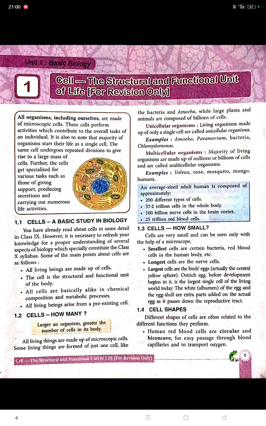Cell shapes. Human red blood cells are circular and biconcave for easy passage through blood capillaries and to transport oxygen. Why are they circular and biconcave? For easy passage through blood vessels and to transport oxygen. Okay.